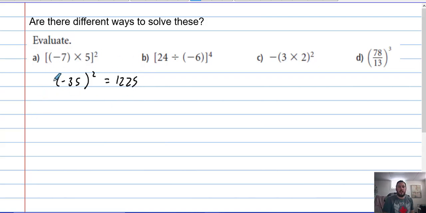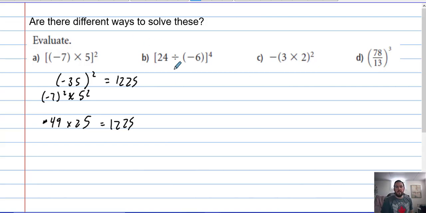Or if I take this and expand it using the rules we just determined, we get negative 7 squared times 5 squared. So that's negative 49. Sorry, not negative 49, positive 49 times 25. At this point, we could hopefully do that multiplication. And if we did, we'd find that we get the answer 1225 again.